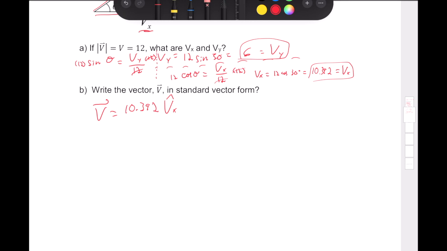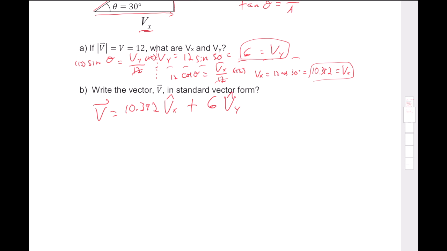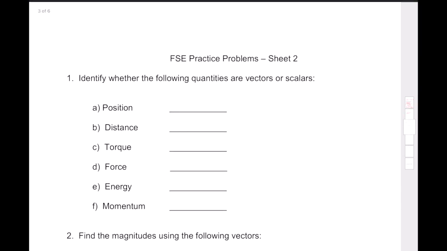That's what this little hat indicates. It's a direction indicator. So x-hat isn't a number. It's just a direction. It's a pointer. All right, so it's that much in the x direction, and it's 6 in the y-hat direction. That's the vector form that they're looking for. So there you have it. All right, we'll keep pressing here.